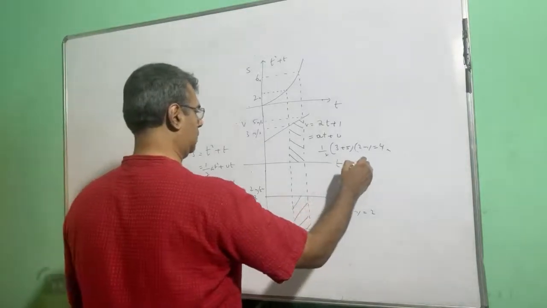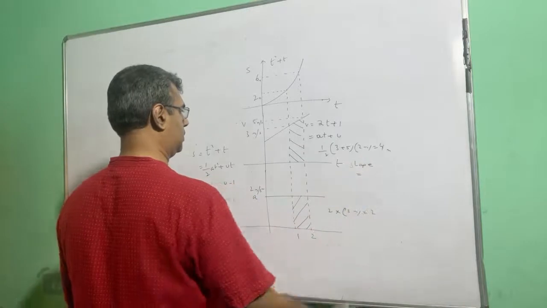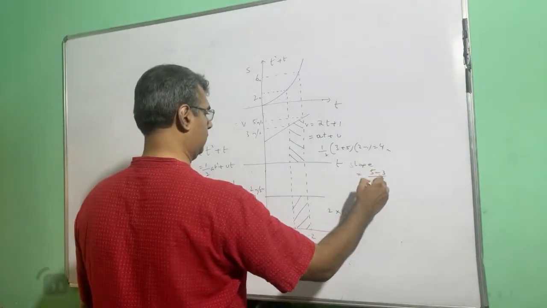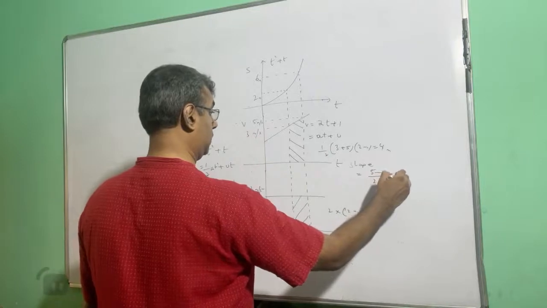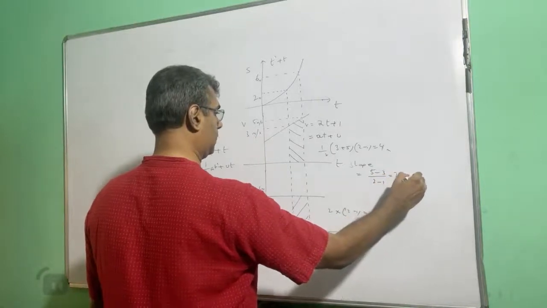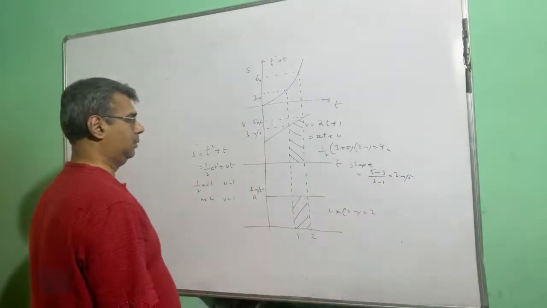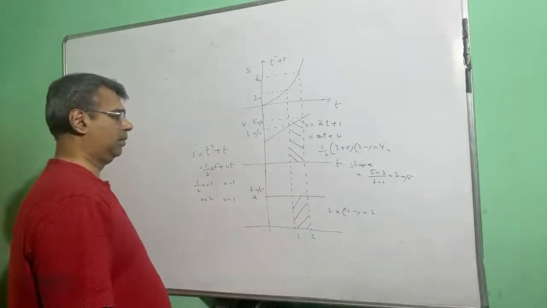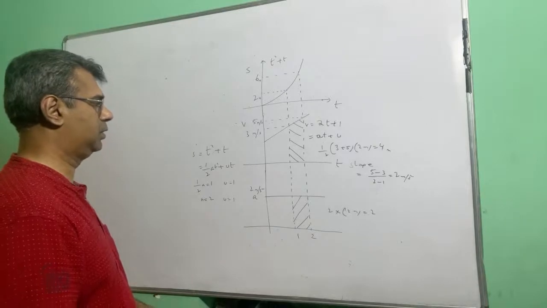And the other thing is that the slope of the velocity time graph is 5 minus 3 by 2 minus 1. So that is the uniform acceleration, 2 meters per second square, right? So the slope of velocity time graph is giving the uniform acceleration.